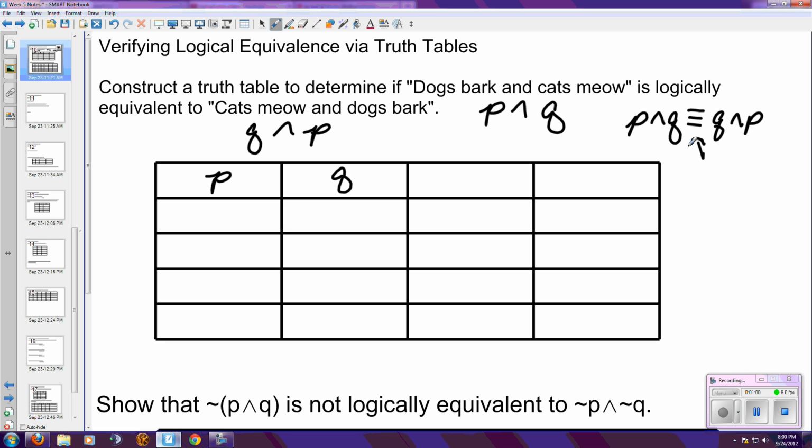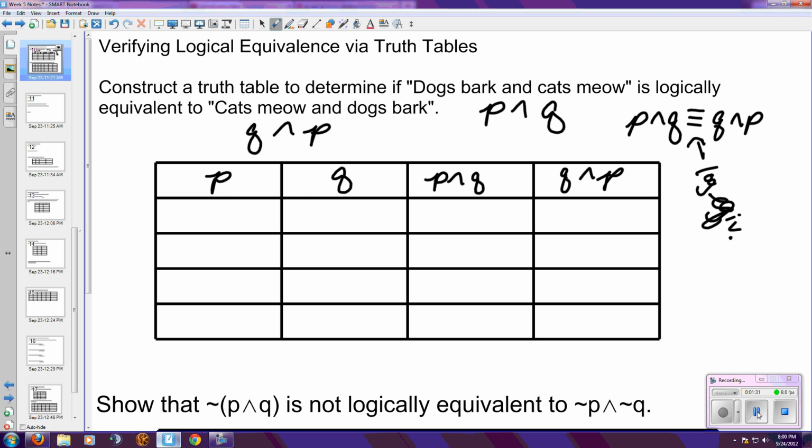Recall that this is the symbol for logically equivalent. This also comes from congruence. If you're familiar with geometry, they use a symbol for congruence, but for logically equivalent, we do add an extra constraint as far as just having an equal sign. So the other two columns we will need here are P and Q, and Q and P.